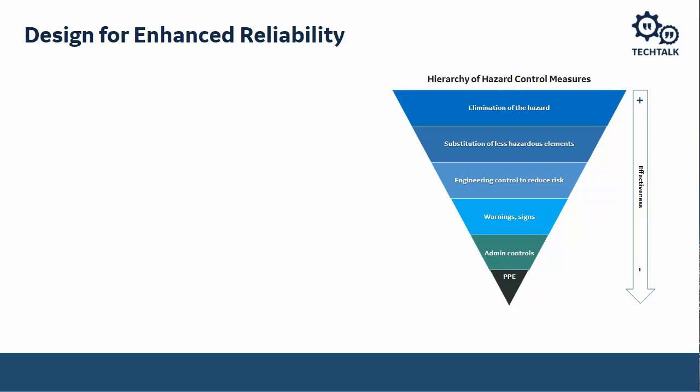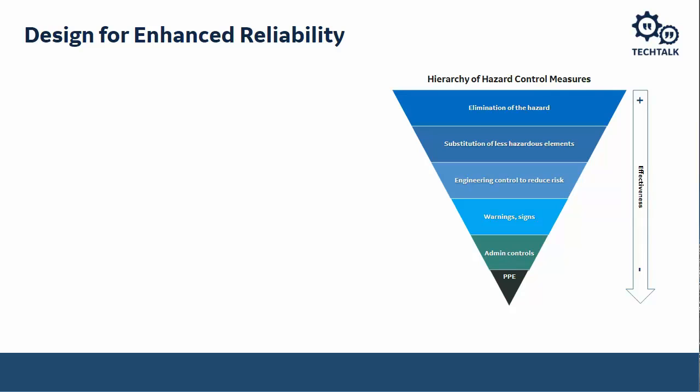Those are effective as the people obeying the signs. Administrative control, so we have procedures on how we work with stuff like that. So step-by-step procedures: do this, do this, do this. Again, we have a lot of humans involved with that, so steps can be missed, not 100% effective. And lastly on that list is PPE, personal protective equipment. That's a last-ditch resort that we have to offer protection for our personnel.